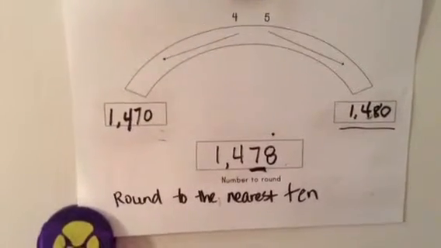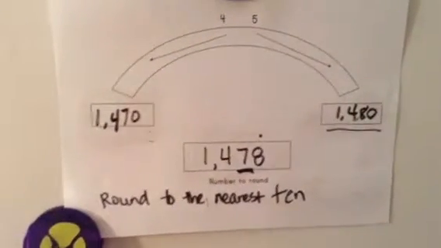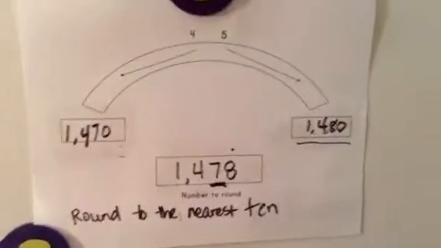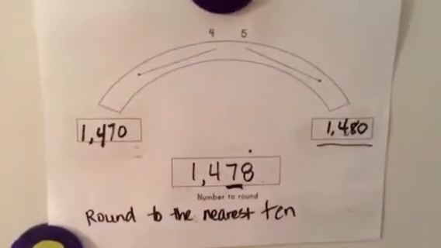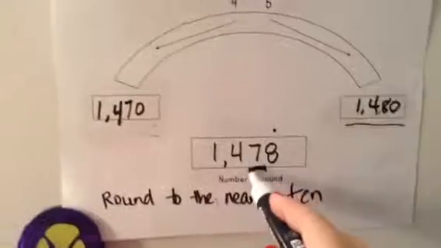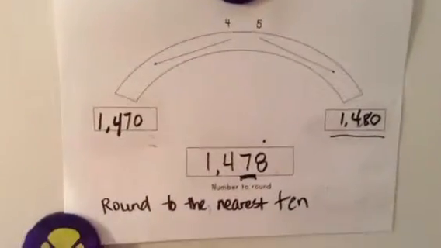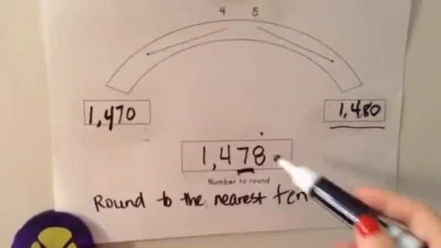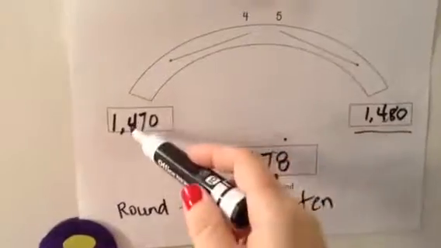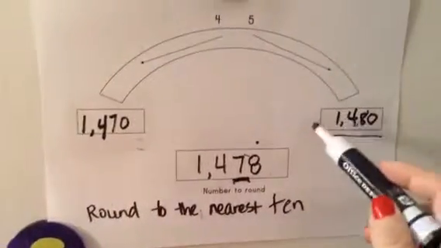I could keep going and do this with numbers with the 10,000s, the 100,000s, even the millions, because I know that I'm underlining the digit that's in the place value that they're asking me for, and everything to the left of that digit stays the same. It doesn't go away.